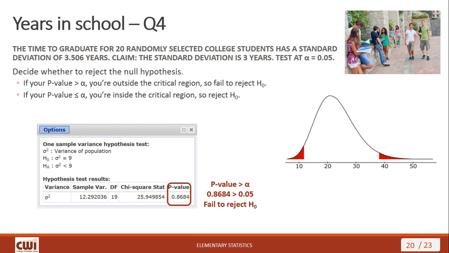Similarly, if we were to use the test statistic and compare it with our critical values, notice our critical values are here. They are the boundaries for our rejection region. 25.9 is going to lead us somewhere here, right here in the middle. So we're outside the rejection region, and therefore we reach the same conclusion. We fail to reject H0.